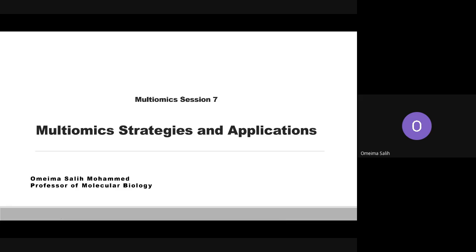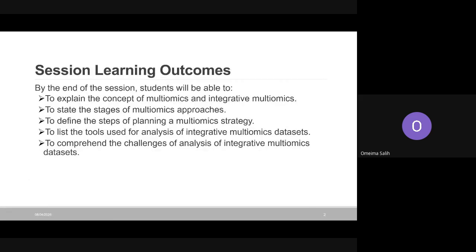So for this session, this is our last session, session 7. We'll be covering the topic on multi-omics strategies and applications. Let us first start with the learning outcomes.